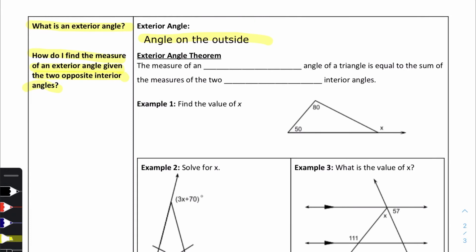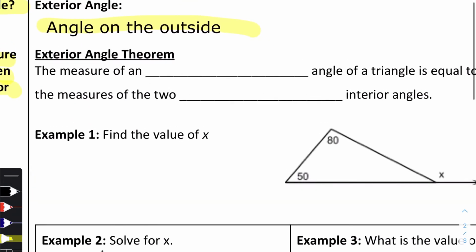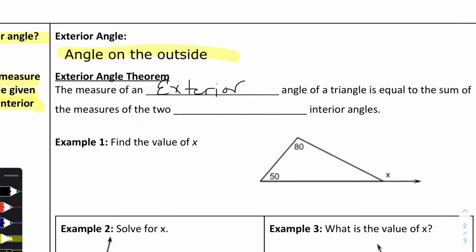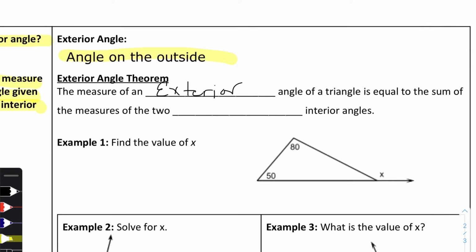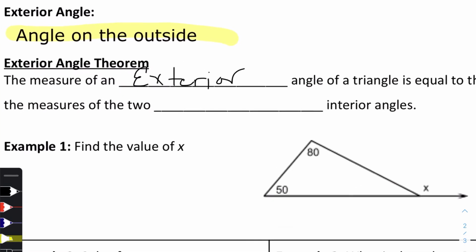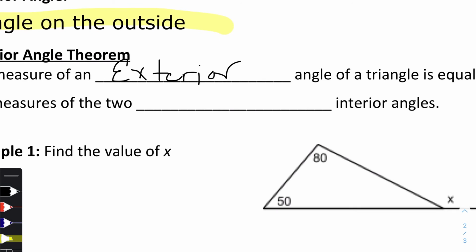That's all right. The measure of an exterior angle of a triangle is equal to the sum of the measures of the 2, we're going to say, non-adjacent interior angles. I'm going to use that. I'm going to use red for that one. Non-adjacent.